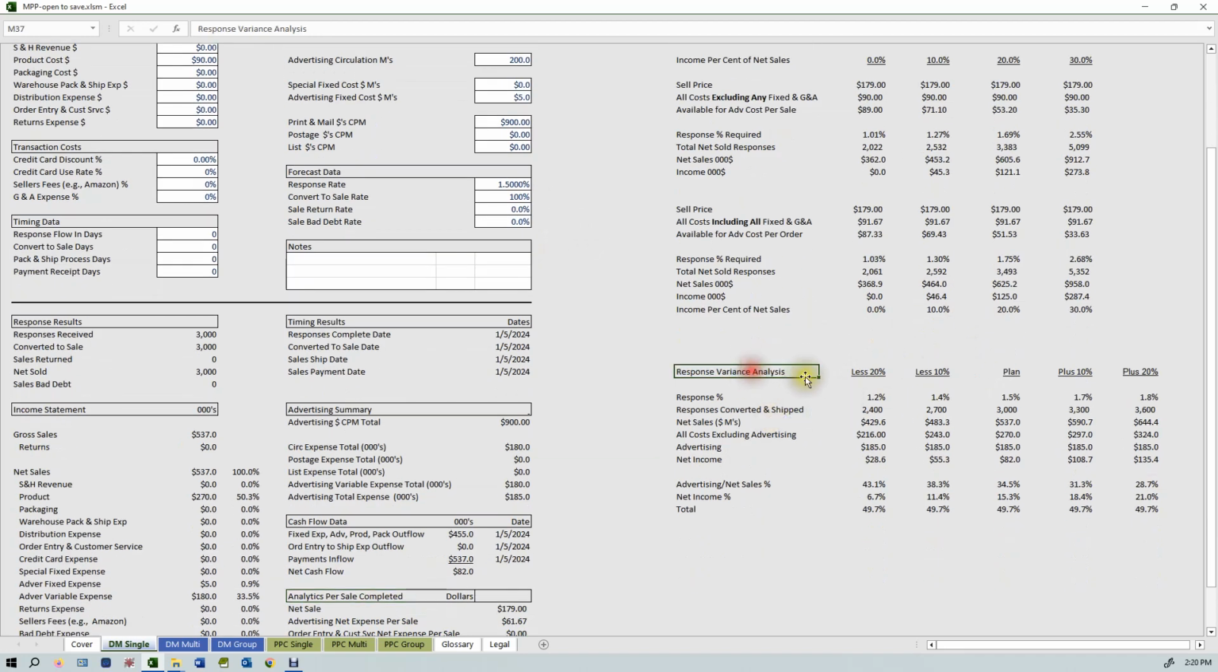Down in the response variance analysis section, it shows what happens if you're at plan in the middle, and it summarizes the financials again, and then shows what happens if you gain and have plus 10% or plus 20% response rate, and less 10% response and less 20% response.